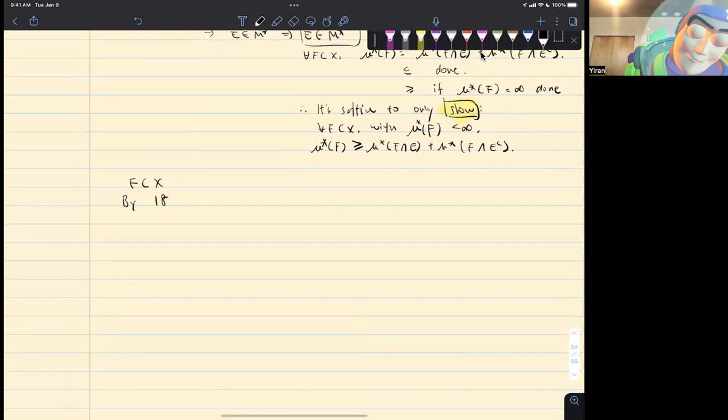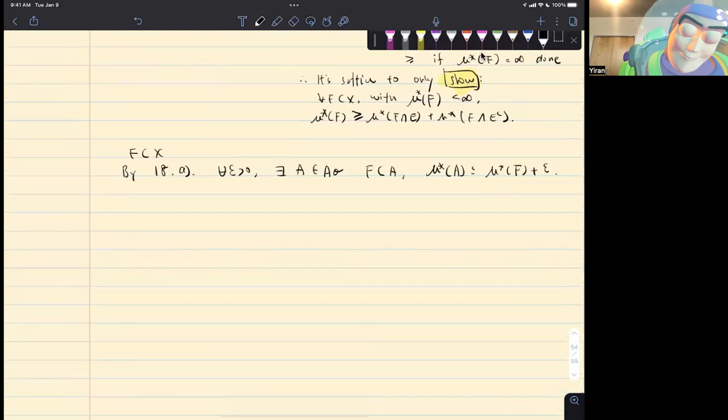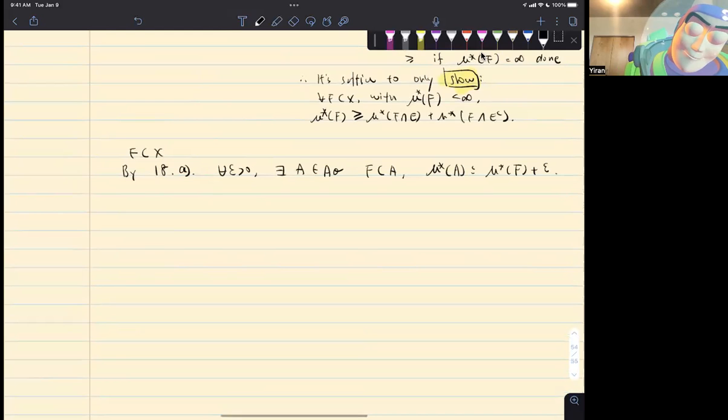So this is the application of exercise 18, as I mentioned at the beginning. By exercise 18.A, for all epsilon greater than 0, there exists A in A sigma, and F is a subset of A, and the measure mu star of A is smaller or equal than mu star of F plus epsilon. Okay, so we have this.